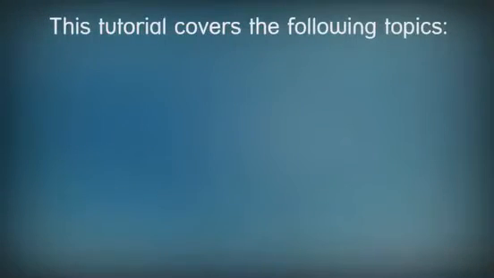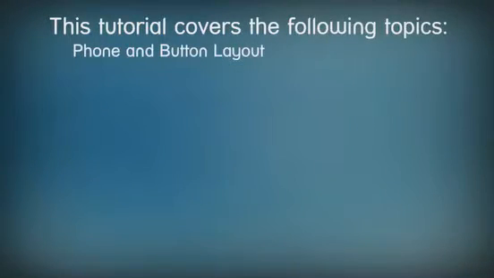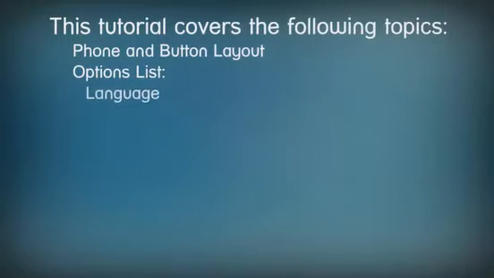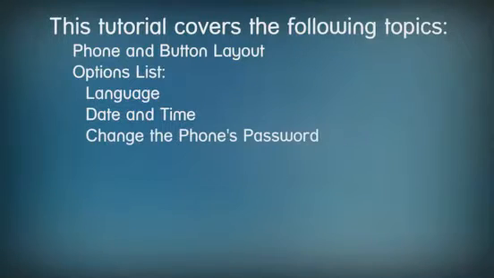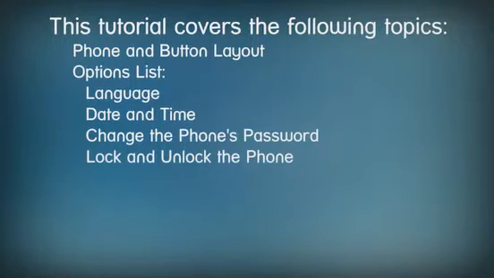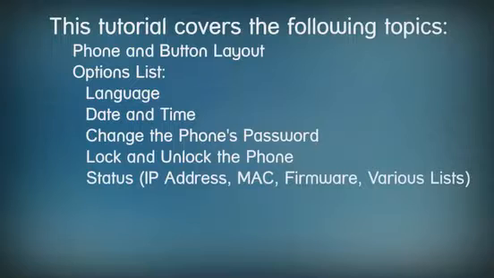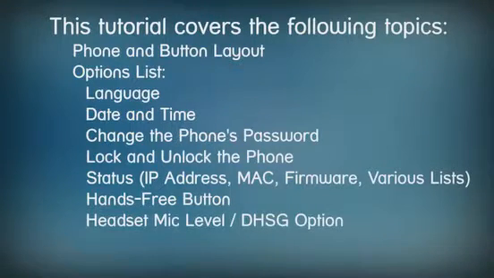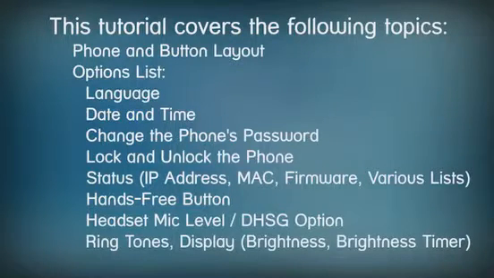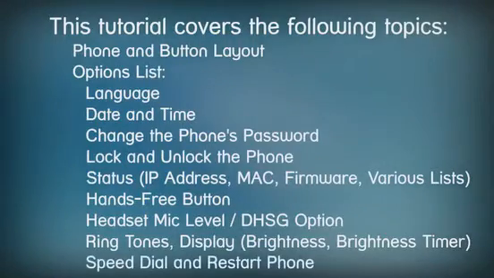In this tutorial, I'll cover the following topics. We'll take a quick look at the layout of the phone. Then we'll go through a series of options where you can choose a language, modify how the date and time are displayed, change the phone's password, lock and unlock the phone, check the status of the phone, define how the hands-free button works, adjust the headset microphone level, select DHSG, select a ringtone, change the brightness of the LCD screen and brightness timer, set up speed dial, and restart the phone.